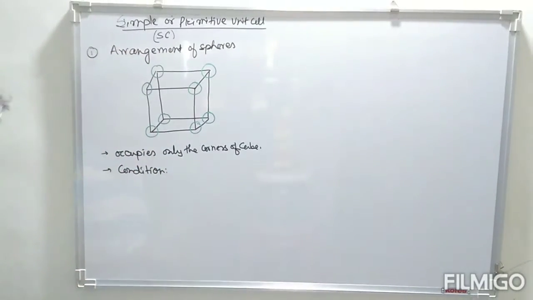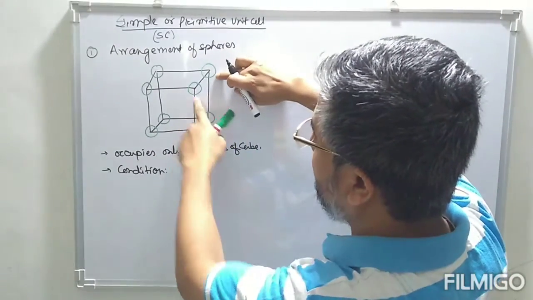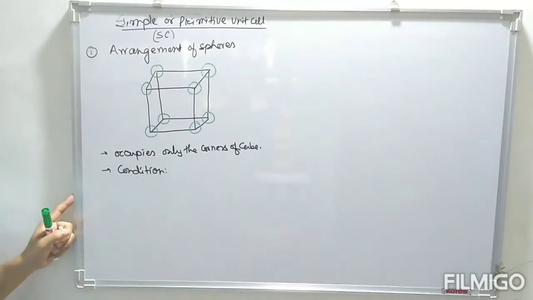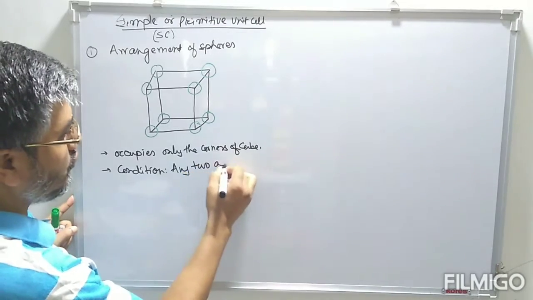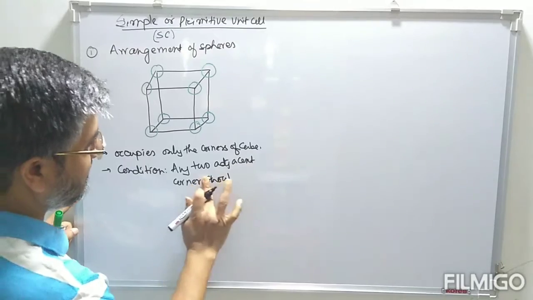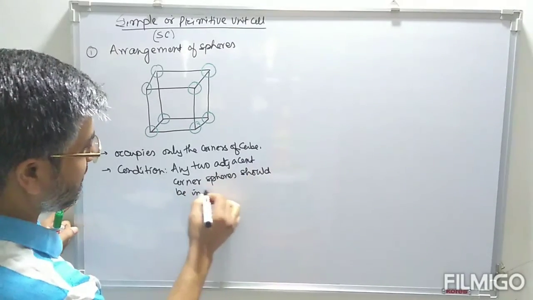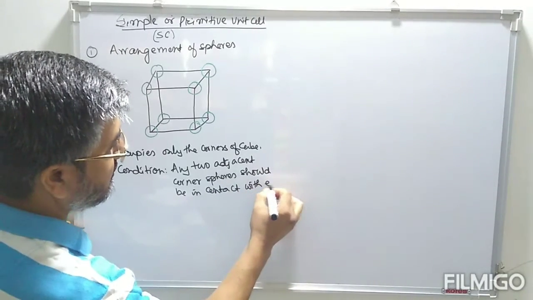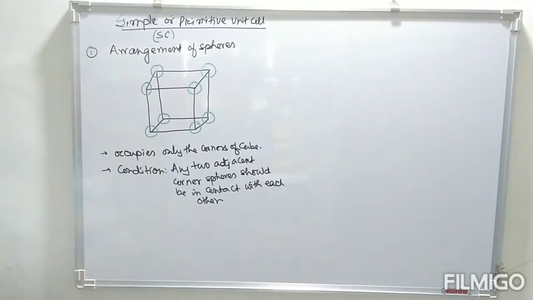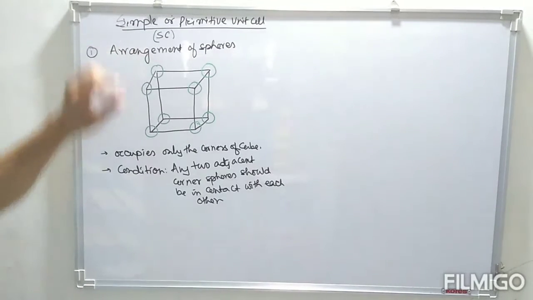But the condition for this arrangement of spheres is that any two adjacent corner atoms, this is an adjacent corner, adjacent corner, adjacent corner, any two adjacent corner spheres should be in contact with each other. So this is the condition for the arrangement of spheres in a simple or primitive unit cell: spheres occupy only the corners of the cube, and any two adjacent corner spheres should be in contact with each other. So this is the arrangement of spheres.